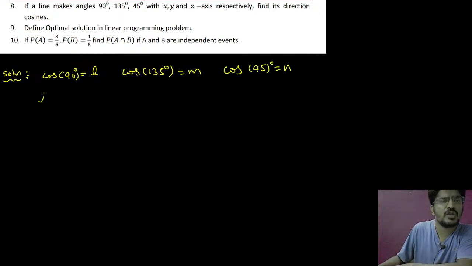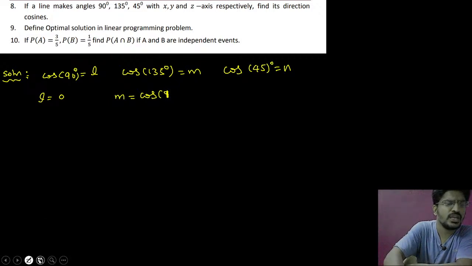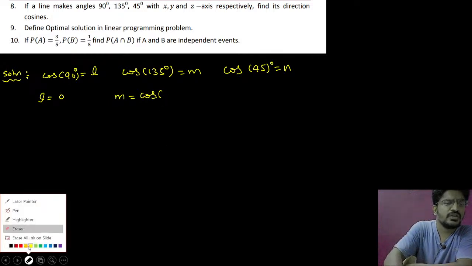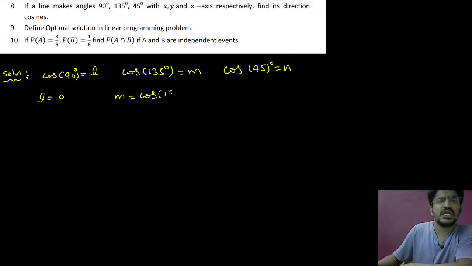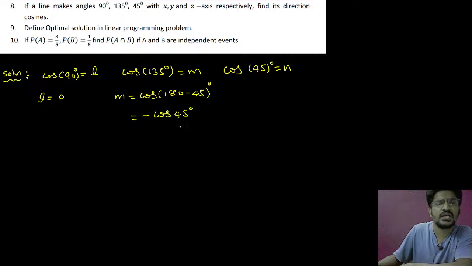Okay, so therefore L will be equal to cos 90, which is 0. And cos 135 degrees you can write as cos of 180 minus 45 degrees. You just check, cos of 135 you can write as cos of 180 minus 45 degrees. So cos of 180 minus 45 degrees is nothing but minus cos 45 degrees, that is minus 1 by root 2.